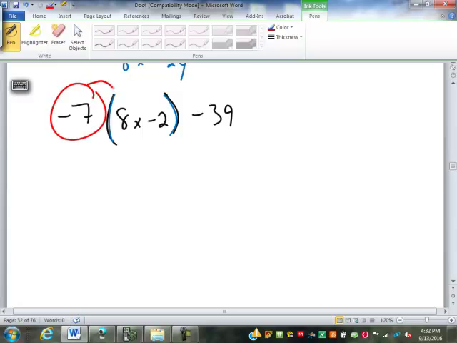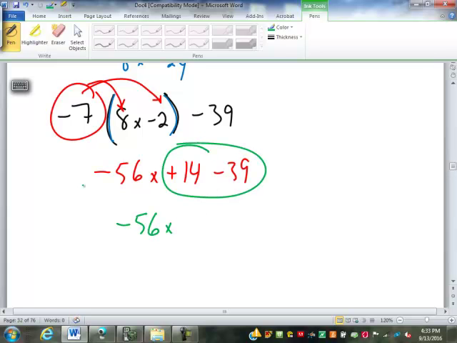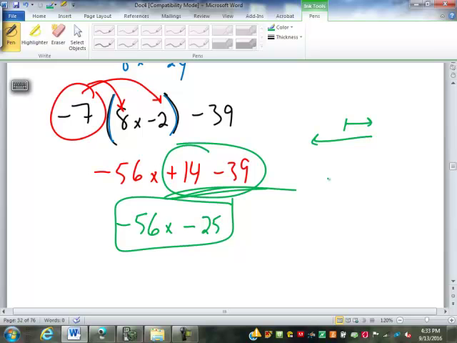So negative 7 times 8x is negative 56x. Negative 7 times a negative 2 is positive 14. Good. Now we still have that negative 39 on the end. Now what? There's nothing to combine with the negative 56x, but we do have 14 and negative 39. Positive 14, negative 39 is negative 25. On a test, that's probably the part that I'll see people mess up, is dealing with that negative part there.